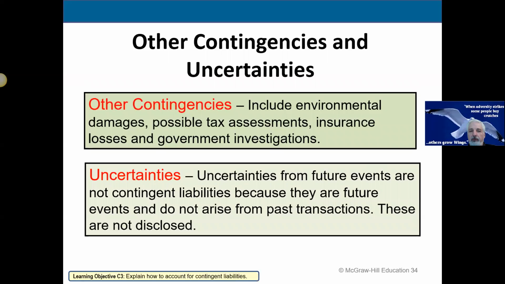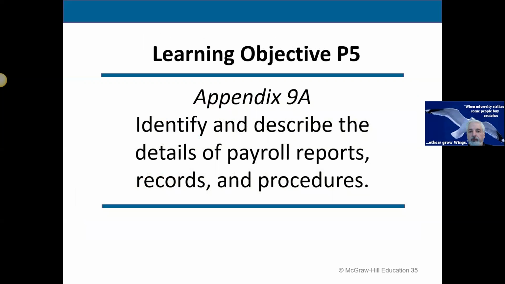Uncertainties from future events are not contingent liabilities because they're future events. We might have a tornado or a hurricane. We might have a flood. We don't know. So that's uncertainties. We're not going to worry about that until that happens. Unless we know it's likely to happen, like we know in Florida we're going to get frost on our orchards, orange orchards, lemon orchards. So we actually plan for that in the books. We actually record that obligation because we know frost is coming, we're going to lose part of our crop. We hope to lose as little as possible.